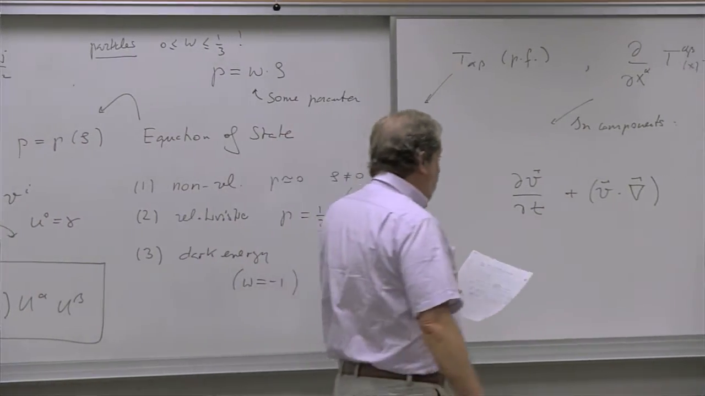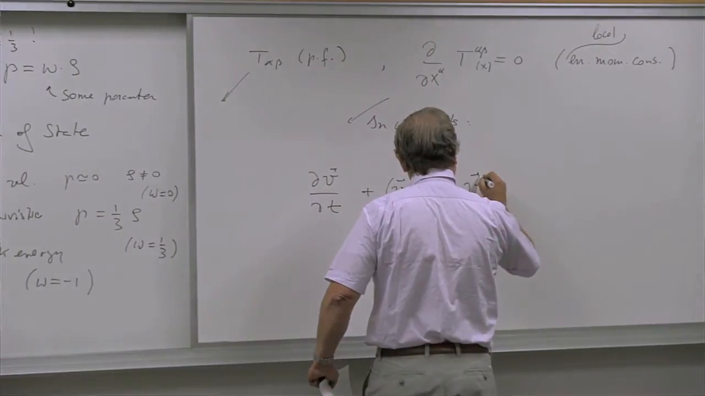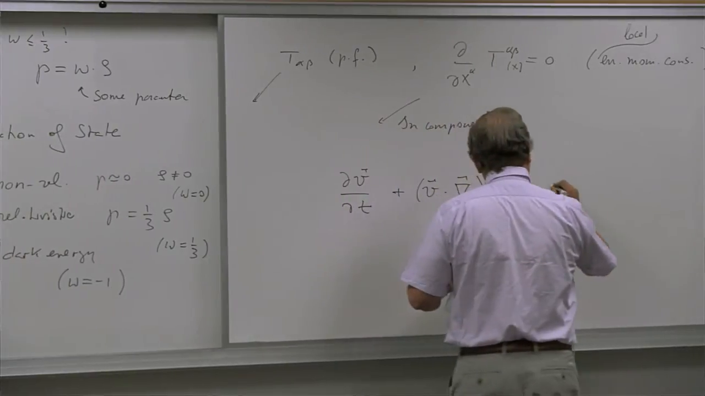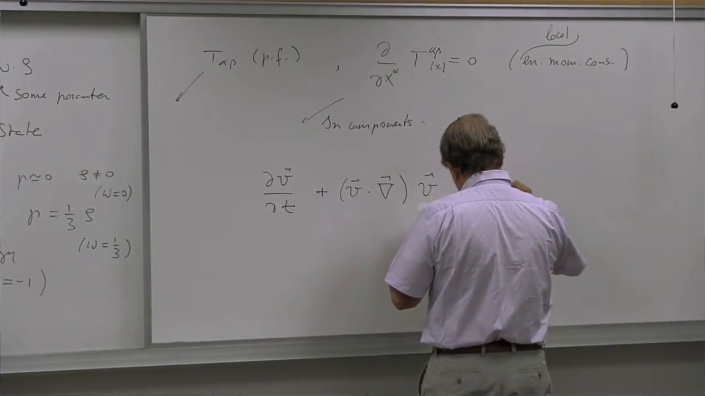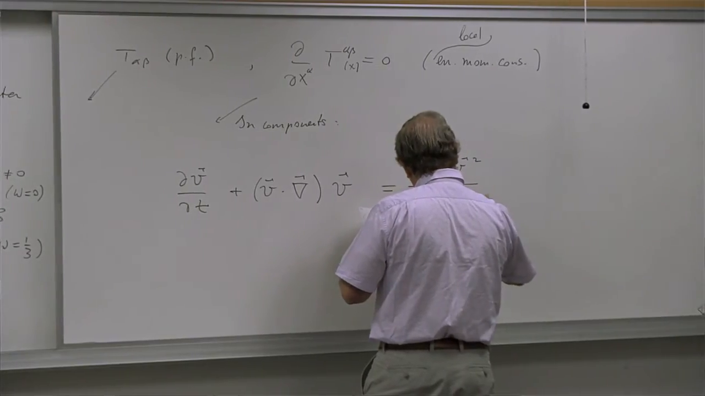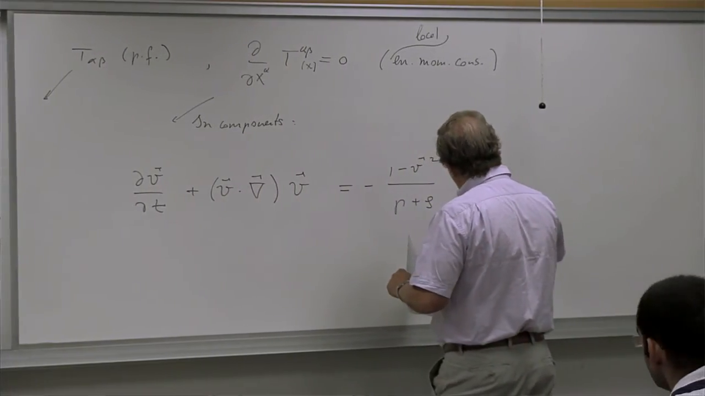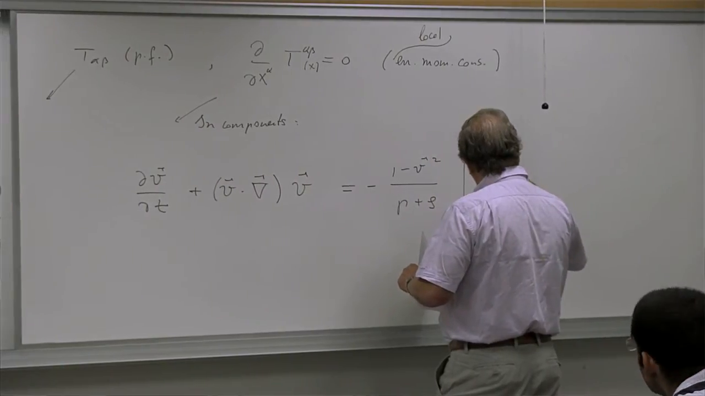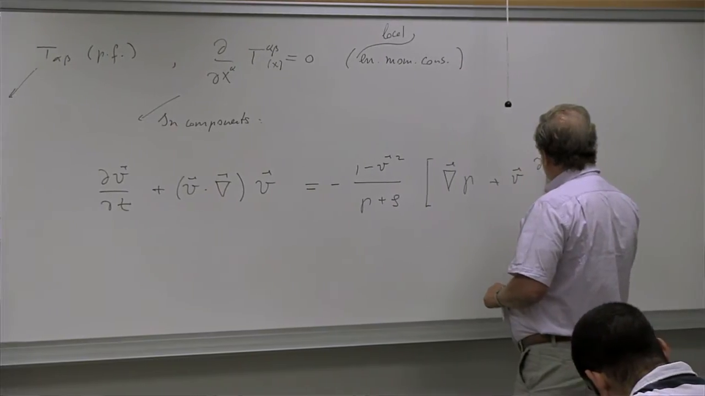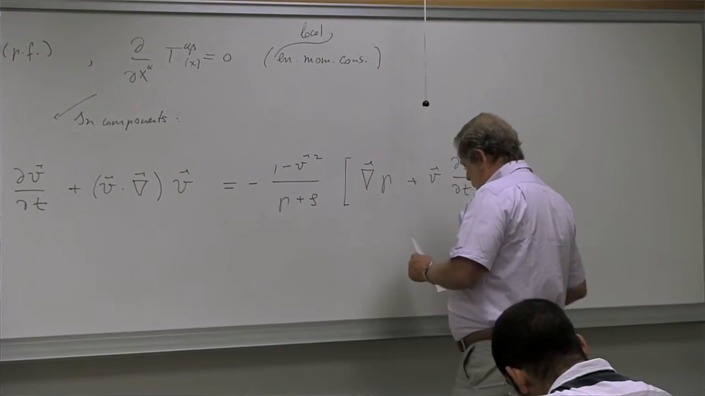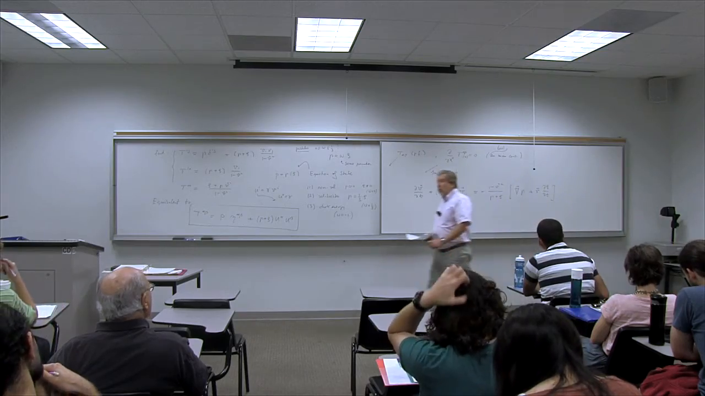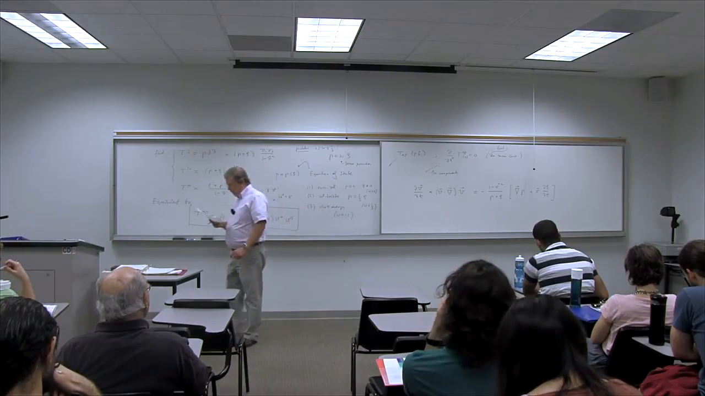So this times that times, again, the velocity, is equal, and another term that we get is minus 1 minus v squared divided by p plus rho times the gradient of the pressure plus v times the derivative of the density with respect to time. So that is the equation that we get in components.